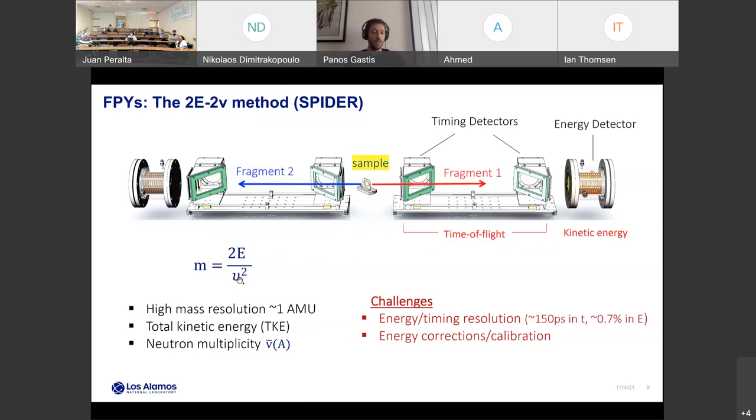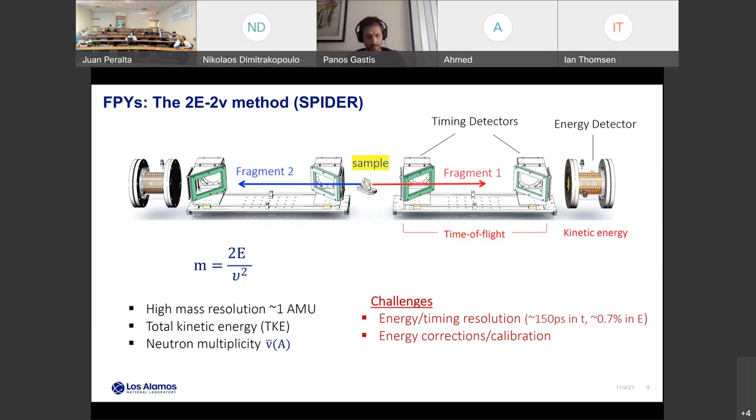Now, the velocity of the fission fragments with this method is extracted from time of flight, and then the kinetic energy using energy detectors, like for example, an ionization chamber. This technique has a pretty high mass resolution, in principle in the order of 1 atomic mass unit, or even better. And by having the ability to measure the mass of both fission fragments, left and right, we can extract, apart from the fission product yields, more additional useful information about the fission parameters, like the total kinetic energy of the fission fragments and the neutron multiplicity. The neutron multiplicity is basically the average number of neutrons emitted in a fission event, and typically is measured as a function of mass. We can measure all these things with this method.